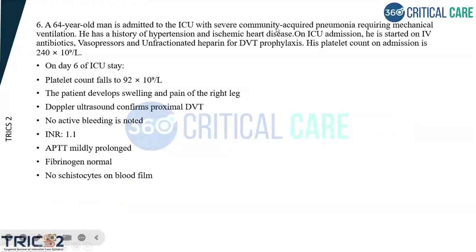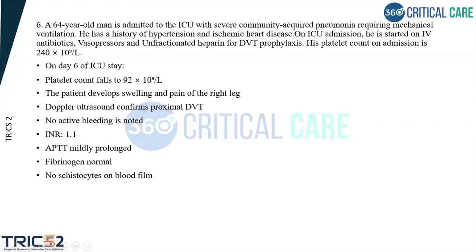So here a patient is admitted with severe community-acquired pneumonia, has a history of hypertension and ischemic heart disease. For the pneumonia, they've started IV antibiotics. Patient is shocked, so vasopressors, and they've started unfractionated heparin for DVT prophylaxis. His platelet count on admission was around 2,40,000. On day 6, when you repeat the platelets, it is around 92,000.